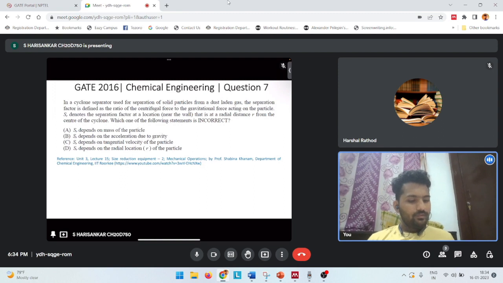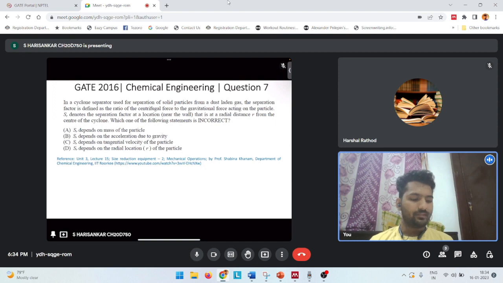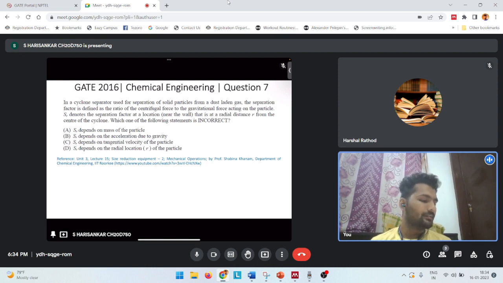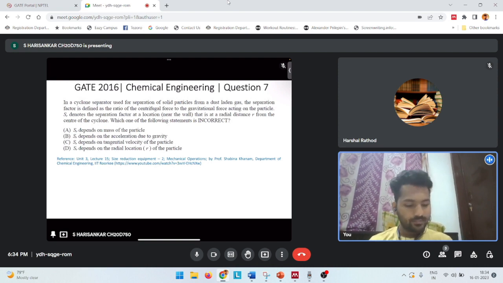There is a question from GATE 2016 from Chemical Engineering. Question number 7. In a cyclone separator used for separation of solid particles from a dust-laden gas, the separation factor is defined as the ratio of the centrifugal force to the gravitational force acting on the particle. SR denotes the separation factor at a location near the wall, that is at radial distance r from the center of the cyclone. Which of the following statements is incorrect?